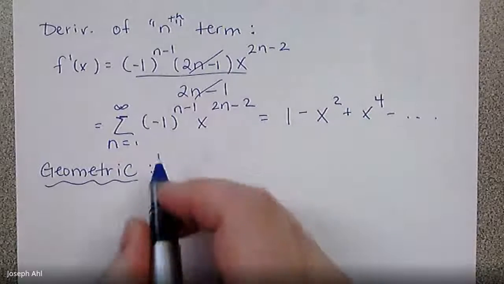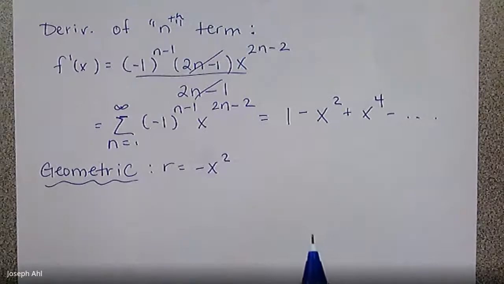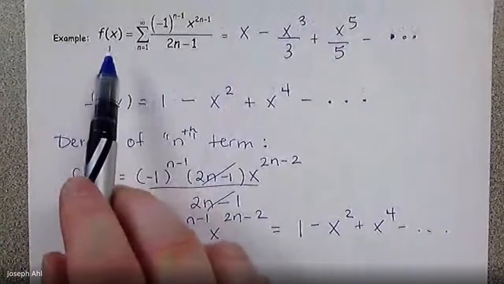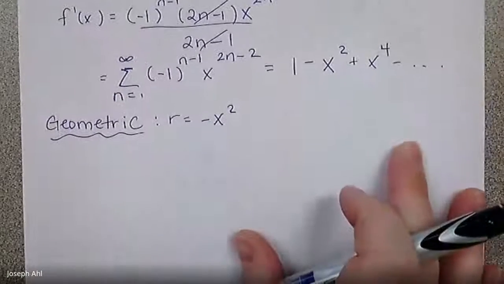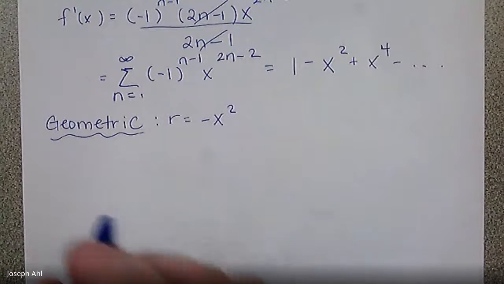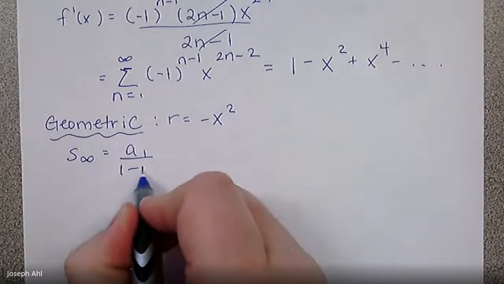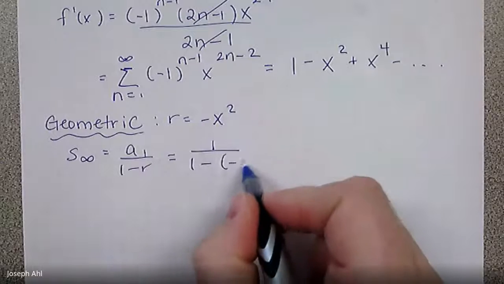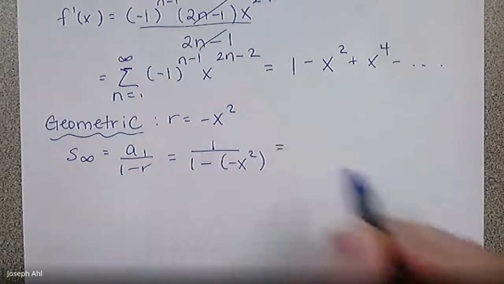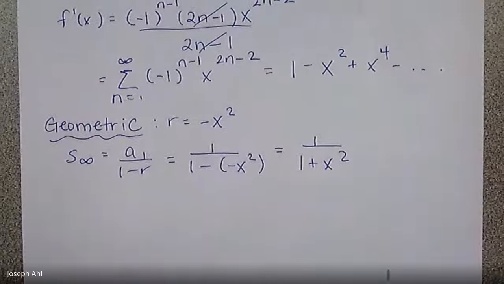Right? So if we think about what the ratio is, I'm multiplying each time by negative x squared. And if this is a series that converges to some function f of x, then we know that it has to follow the form of an infinite geometric series. So for an infinite geometric series, we would have a1 over 1 minus r, which in this case would be a1 of 1 over 1 minus the ratio negative x squared, which is 1 over 1 plus x squared.